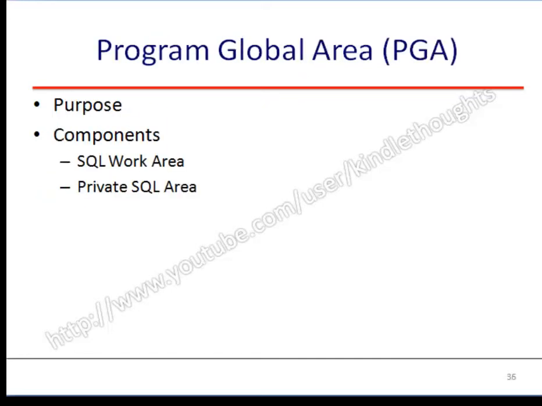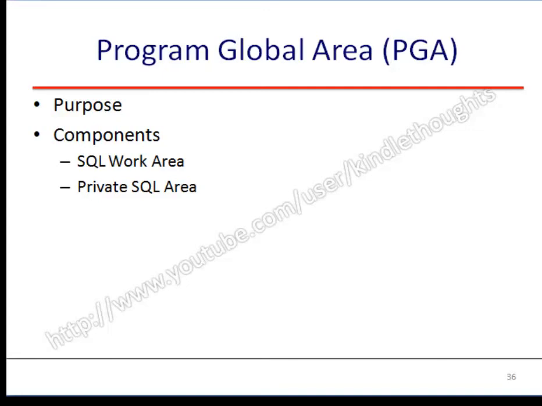Moving on to the program global area. The program global area is a part of memory that is associated with the server process, the background process, anything that is happening on the database server. This actually looks at the process operation, and in case the process drops or the connection drops, that information is typically stored here in the program global area.